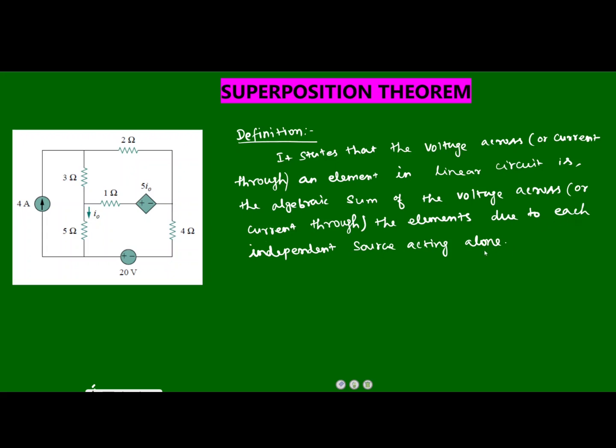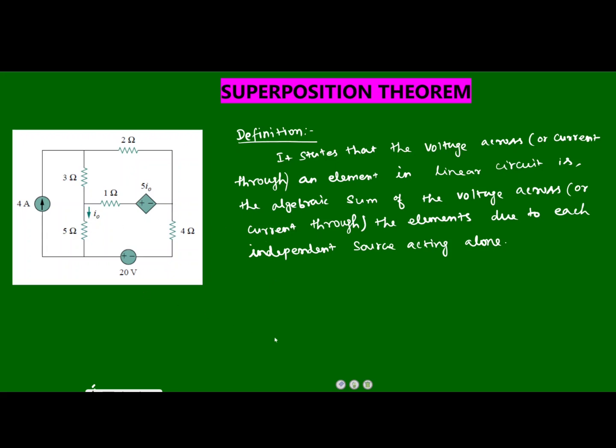That means a circuit may have n number of independent sources. To find out the circuit variables, that is voltage or current, we need to calculate the effects of the individual independent sources. Then finally we do the algebraic sum, which will provide the value.